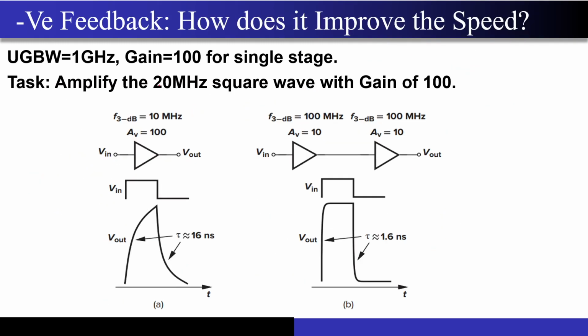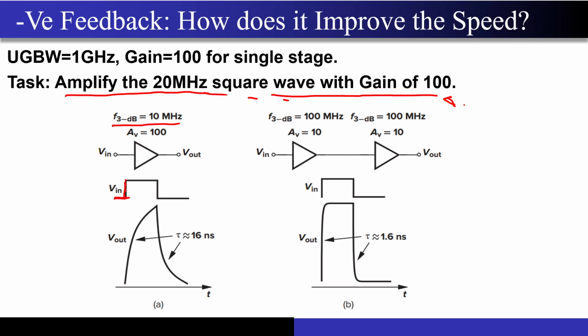So now let's try to see, if I try to give a 20 megahertz square wave to an amplifier which has a gain of around 100, right? This is in absolute units, not in dB, and it has a 3 dB bandwidth of around 10 megahertz. Now if I try to give a square wave, what should I expect at the output? See, this is an amplifier. It will take certain time to respond to the input.